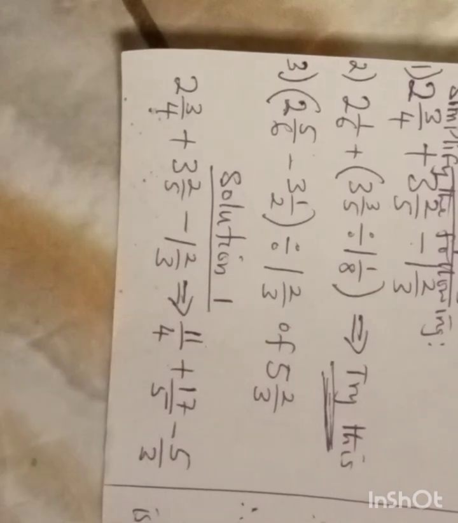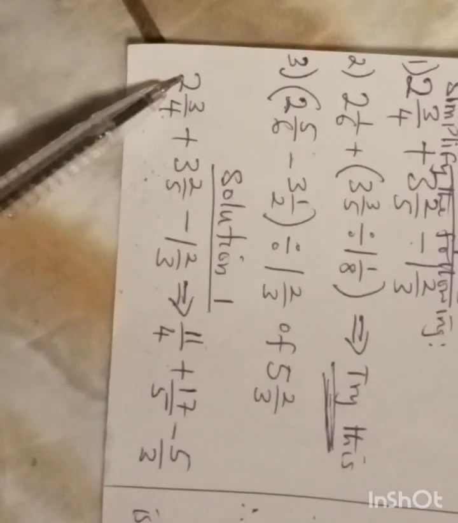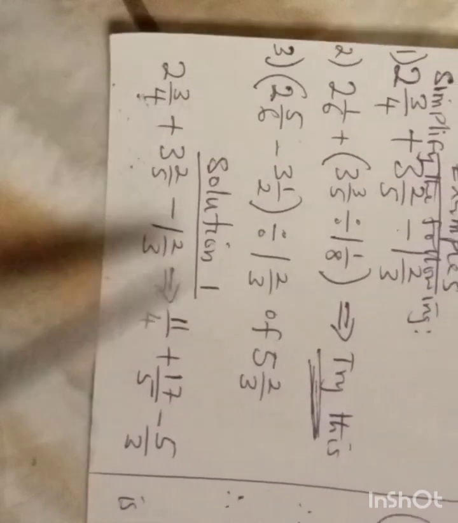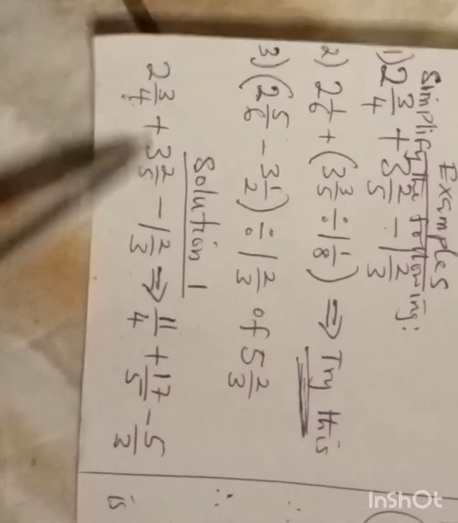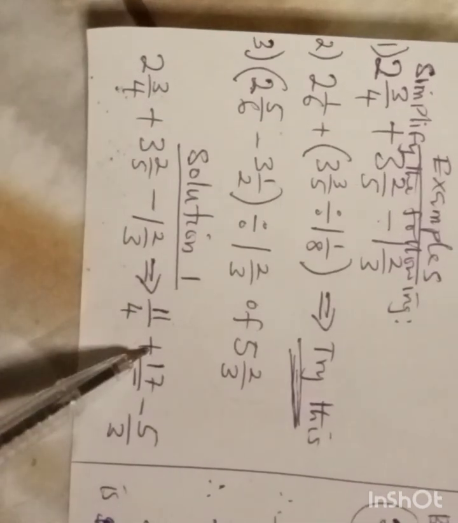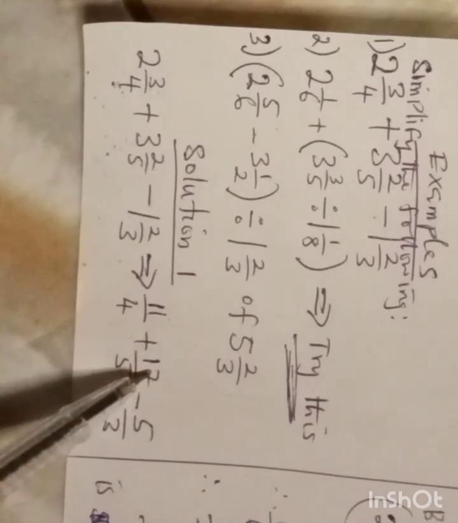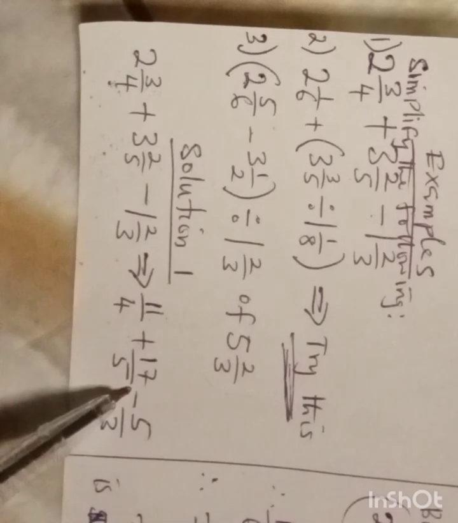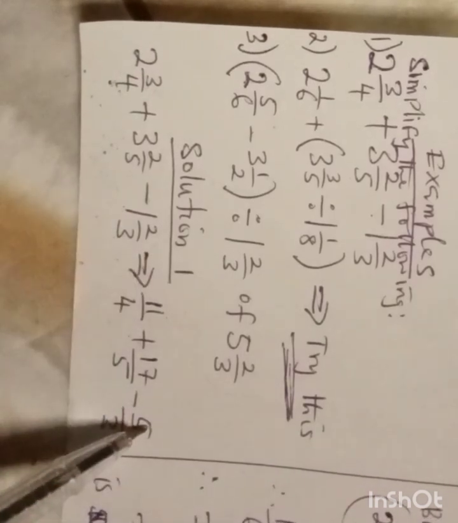The whole of this can also be put in this form, whereby you multiply 2 times 4, which will give us 8. 8 plus 3 will give us 11. So it becomes 11 over 4. Plus this, we also come back here. 5 times 3 gives us 15. 15 plus 2 is going to give us 17. It becomes 17 over 5. Minus this: 3 times 1 is 3, plus 2 is 5. It becomes 5 over 3.